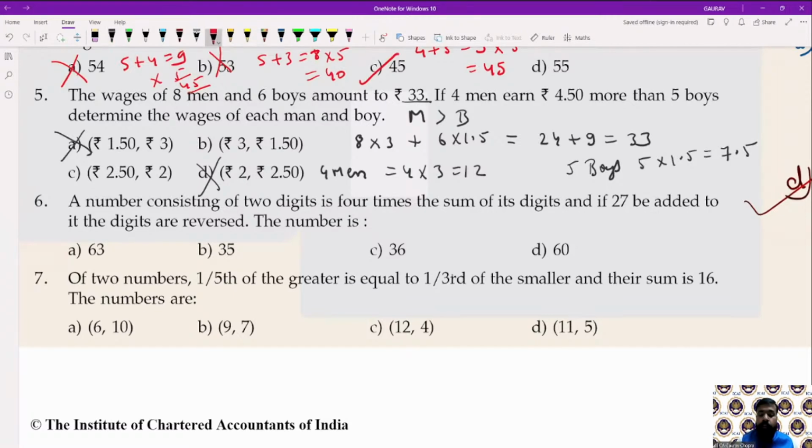Now what is the difference between these two amounts? 12 and 7.5, the difference is 4.5. And that means our second condition is also verified. So option number B is correct. Okay.